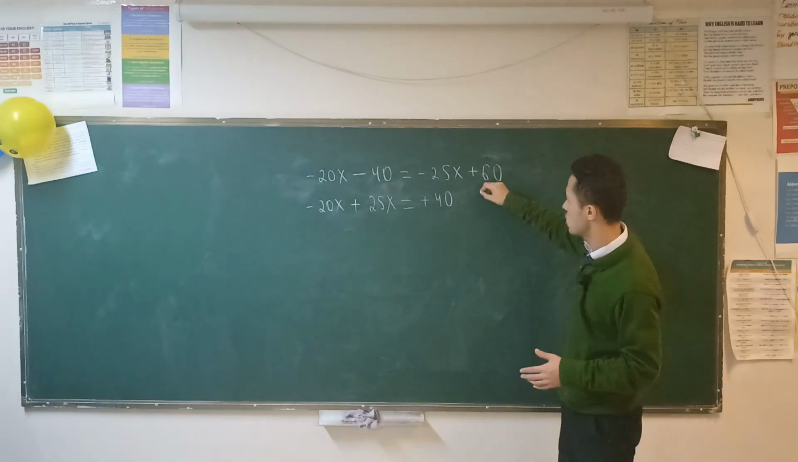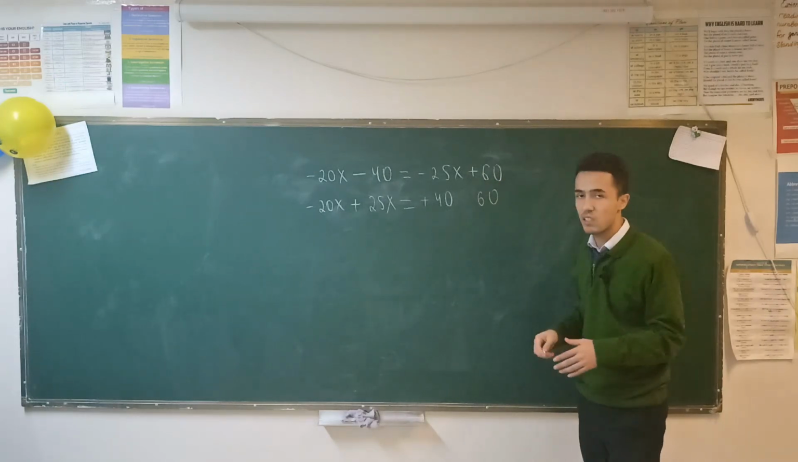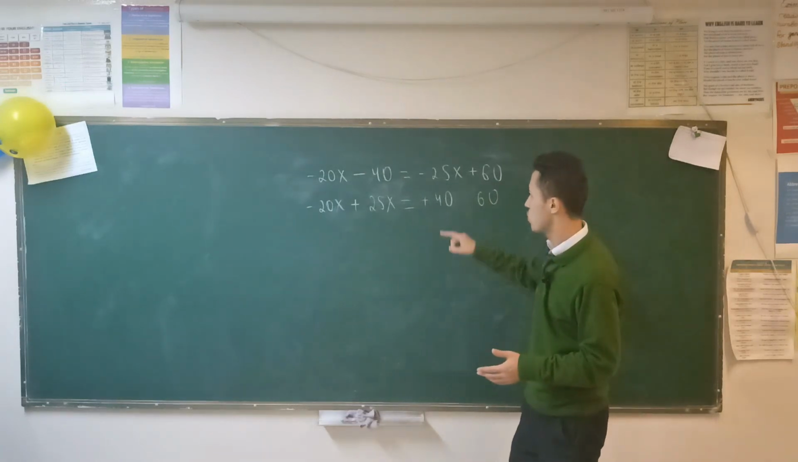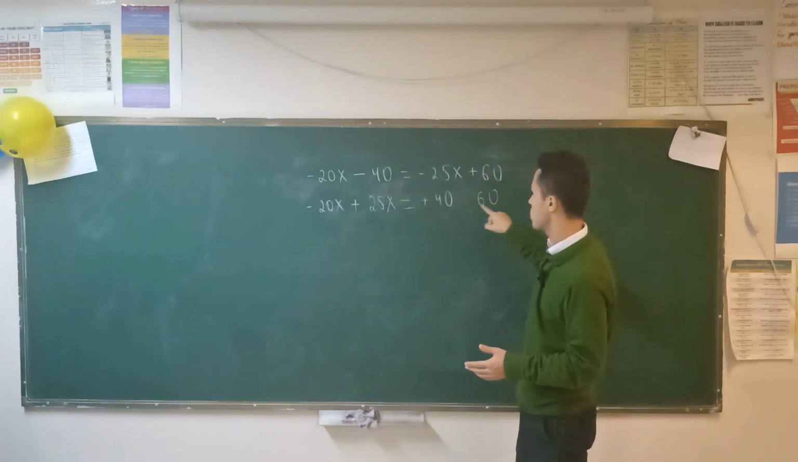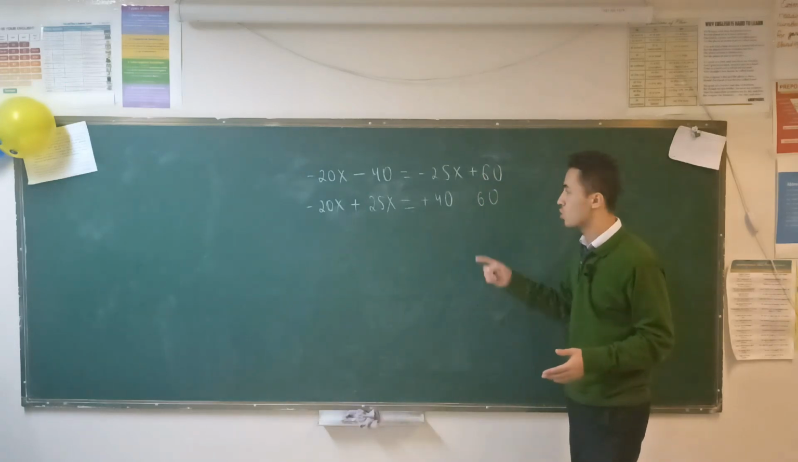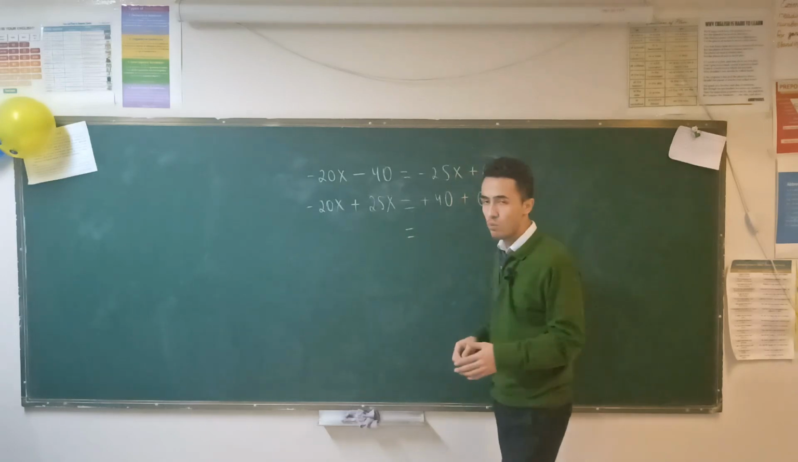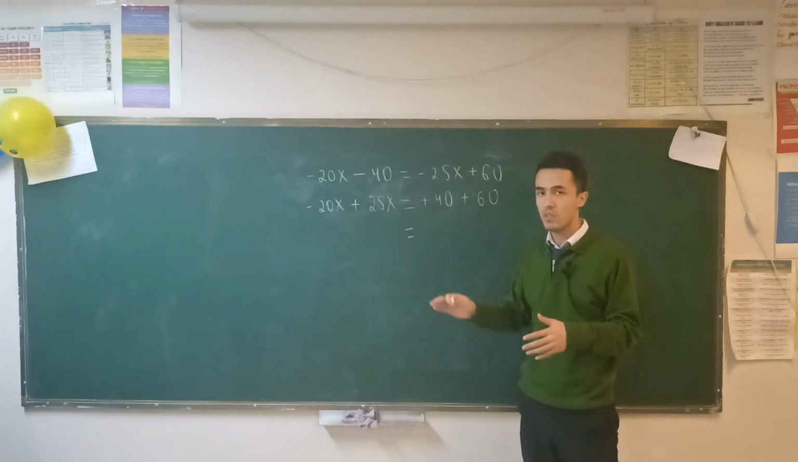And the last one is 60. Did 60 cross the road or not? 60 didn't cross the road. Why? Because it was on the right side and it's still on the right side. That's why its sign will not change. It was positive, it will be positive.